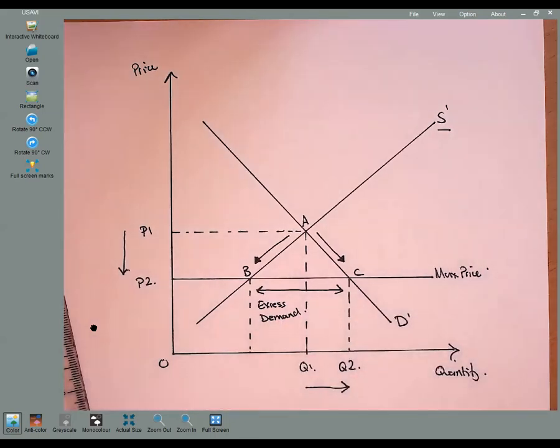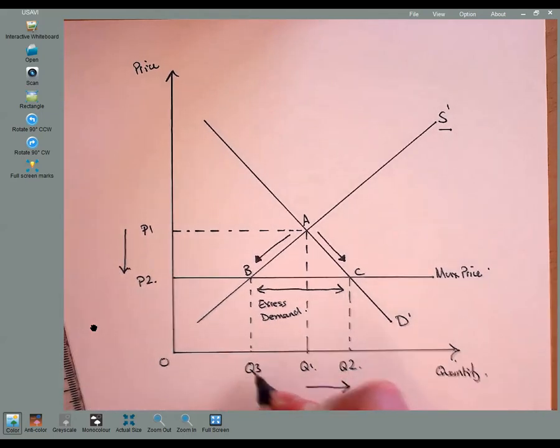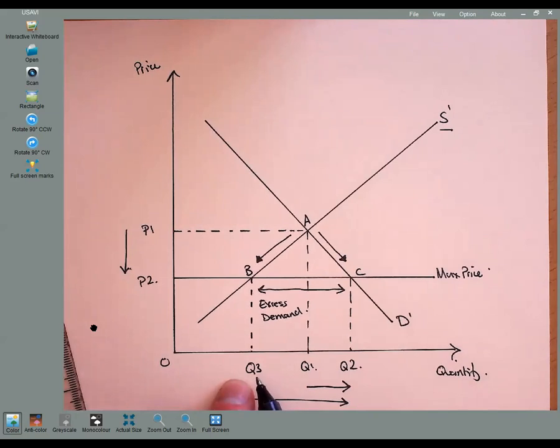Or otherwise known as a shortage. So excess demand, otherwise known as a shortage, from Q3 to Q2. The firm is not only producing Q2 units of the good, but the market is demanding Q2 units of the good. And that's a significant shortage you can see on that diagram as a result of those actions.